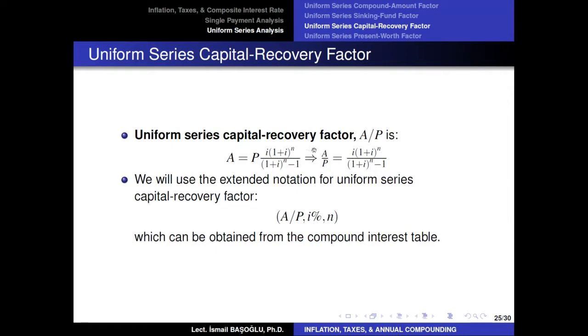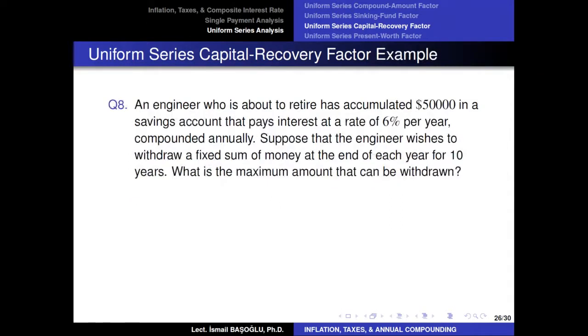Now, the uniform series capital recovery factor, A over P, is formulated on the previous page as here. So A over P is equal to I times (1 plus I) to the power n divided by ((1 plus I) to the power n minus 1). And the extended notation that we are going to use for the uniform series capital recovery factor is A over P under I% interest rate for n years. And there is a separate column in our compound interest tables where we can search for the values of the capital recovery factor. Now we are going to solve a question related to that to understand it better.